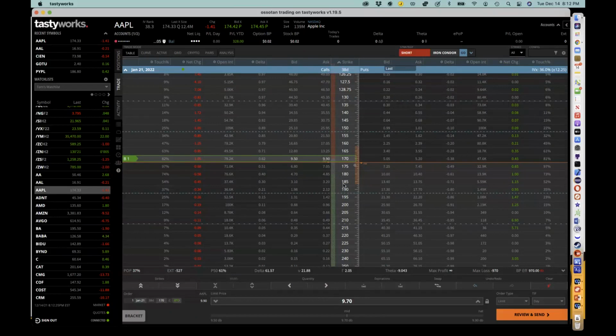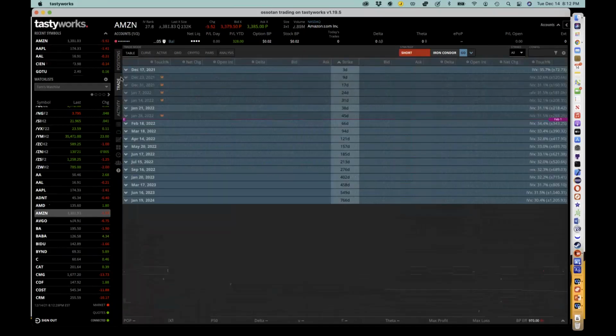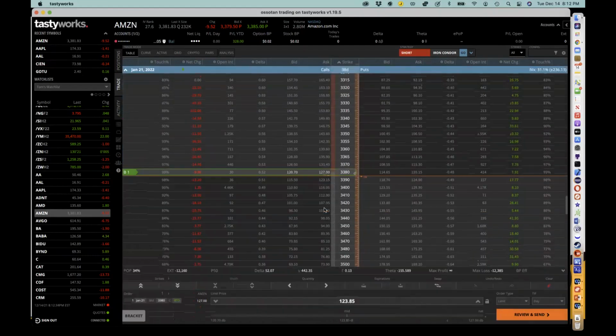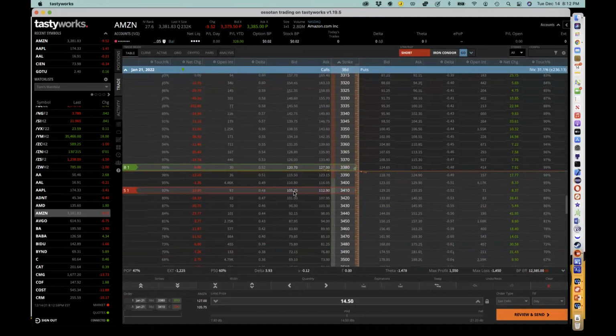For instance, look at Amazon here. Amazon is a very expensive stock. If you want to buy an Amazon option expiring in January, this one here will cost you $12,000. Okay, one contract of Amazon expiring in 38 days will cost you $12,000. Now, how do I trade Amazon? Well, I buy a spread. Okay, you buy a contract here, and then you go ahead and sell another contract.